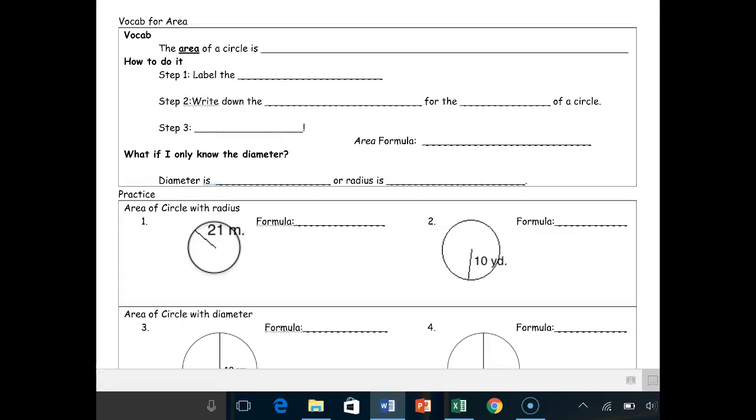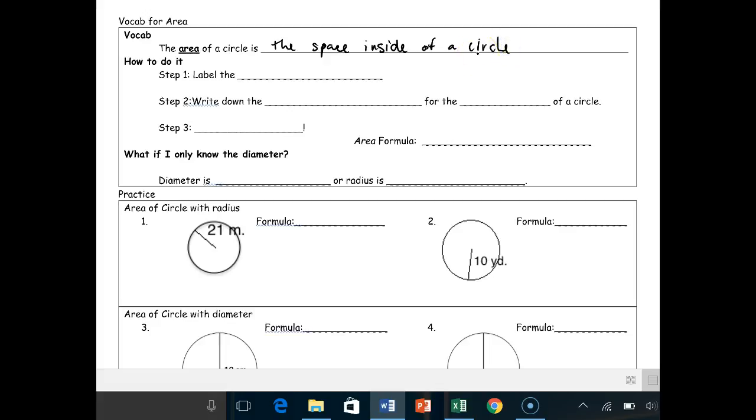So we've done the circumference of circles, right? The distance around the outside of the circles, more like a measure of perimeter. Now we're going to do the area. So the area of a circle is all the space inside of a circle, right?